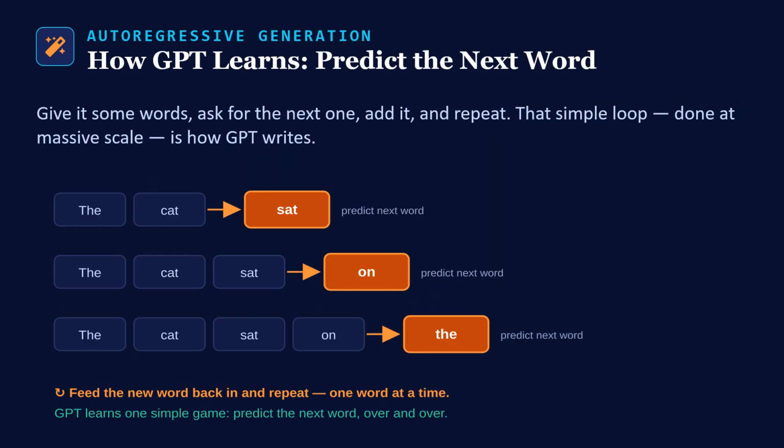GPT's training game is just as simple as BERT's. Give it some words and ask what comes next. Give it "the cat" and it learns to predict "sat". Now feed "the cat sat" back in and it predicts "on". Feed that back in and it predicts "the". See the pattern? It writes one word, then reads its own writing to choose the next one. That loop, predict, add, repeat, is the entire idea played across a whole internet's worth of text. It is enough to teach a model to write about almost anything.